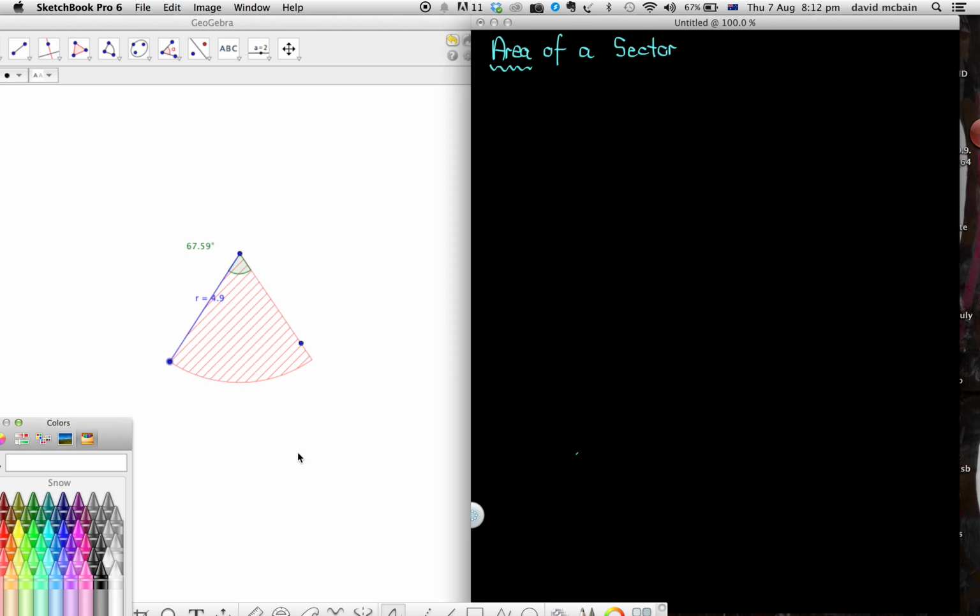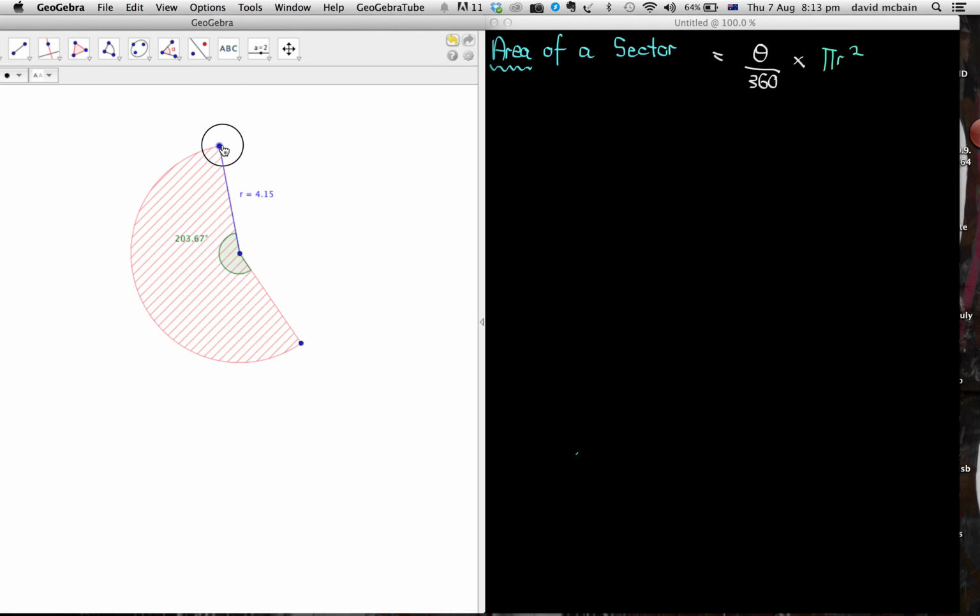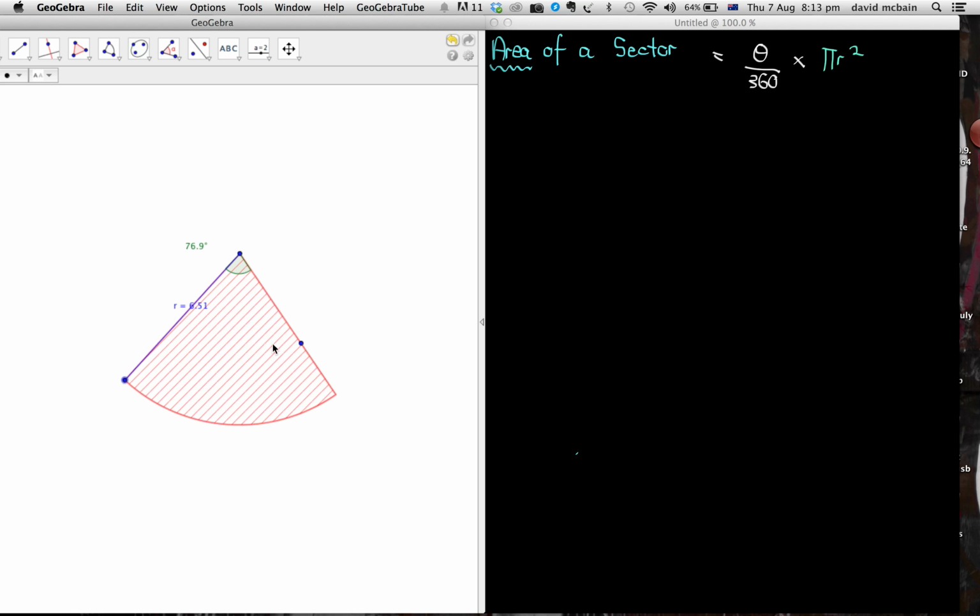To work out the area of a sector, remember it is the angle of the sector, which we call theta, divided by 360, times the formula for the area of a full circle. And the area of a circle is pi r squared. Now just to recap, remember a sector is a piece of pie out of a circle. So this shaded region in here is the area of the sector in question.